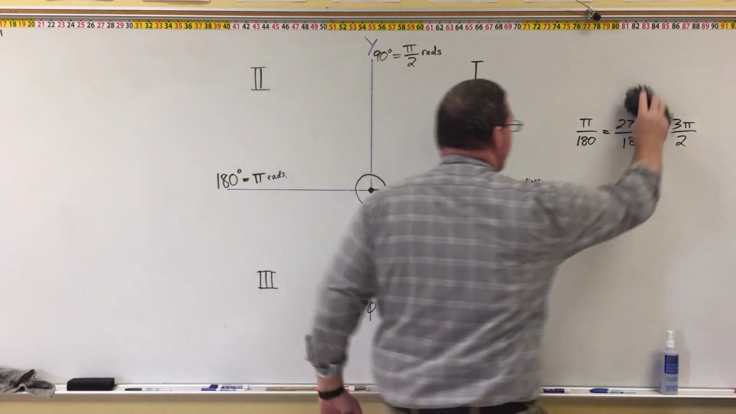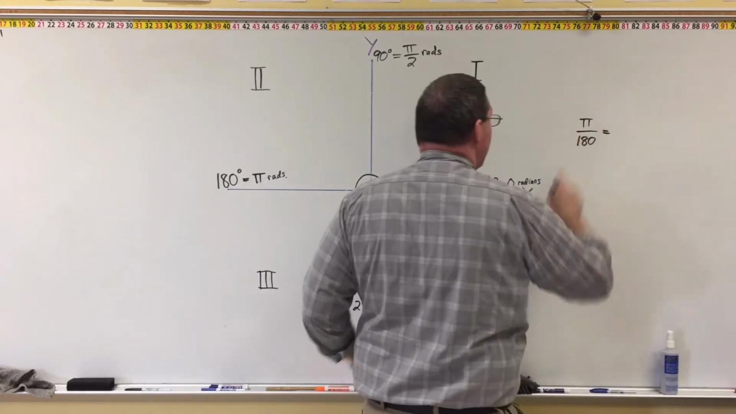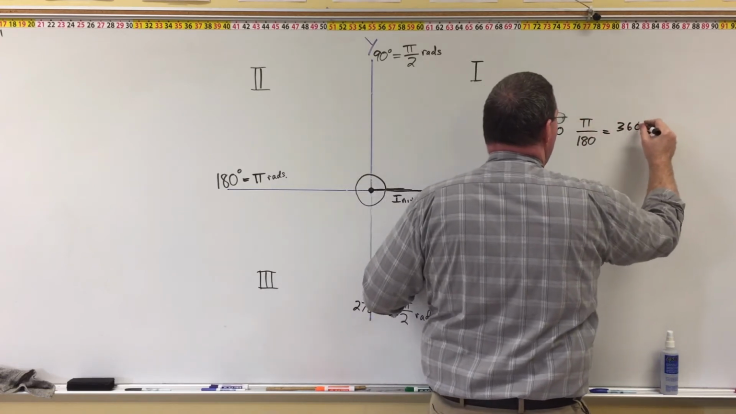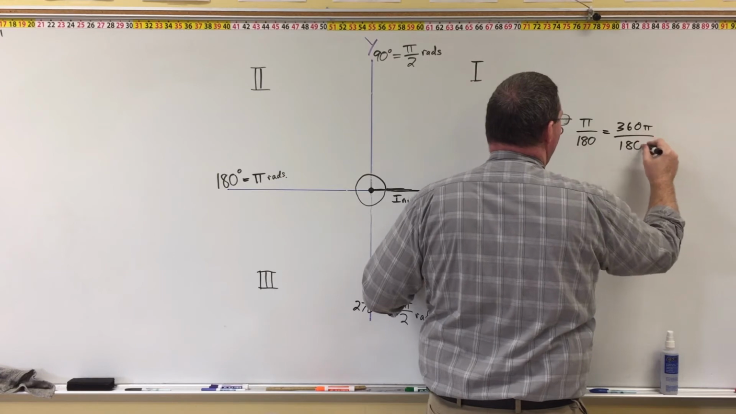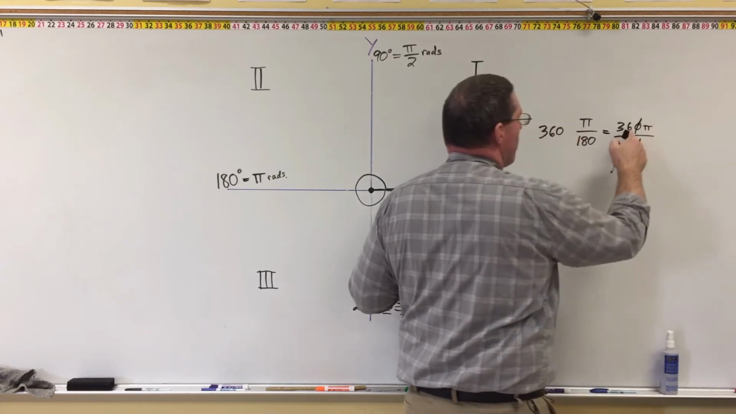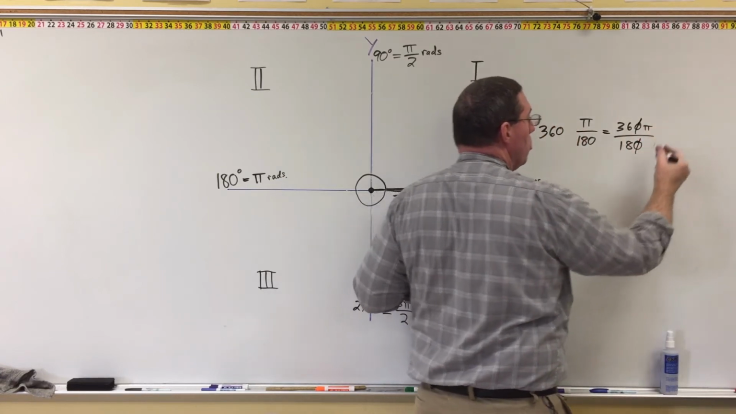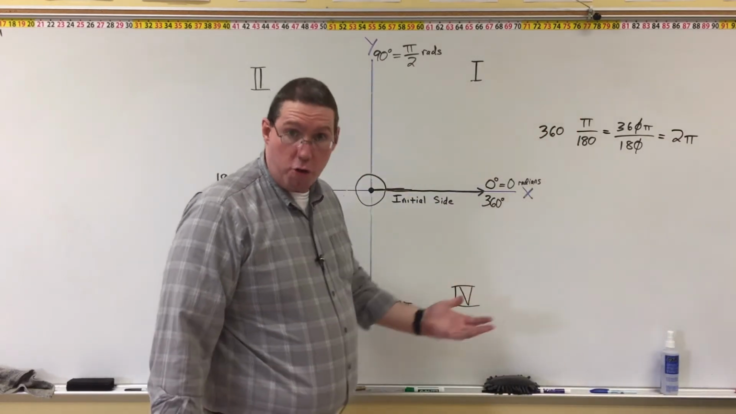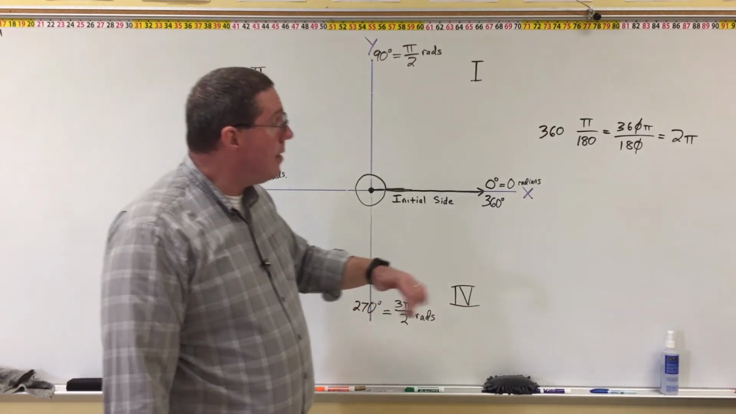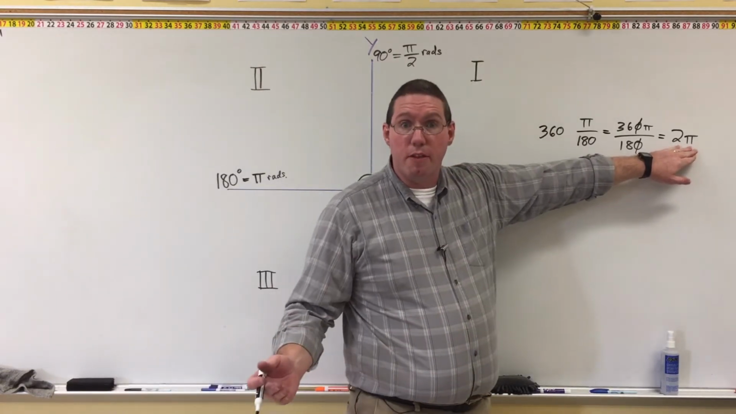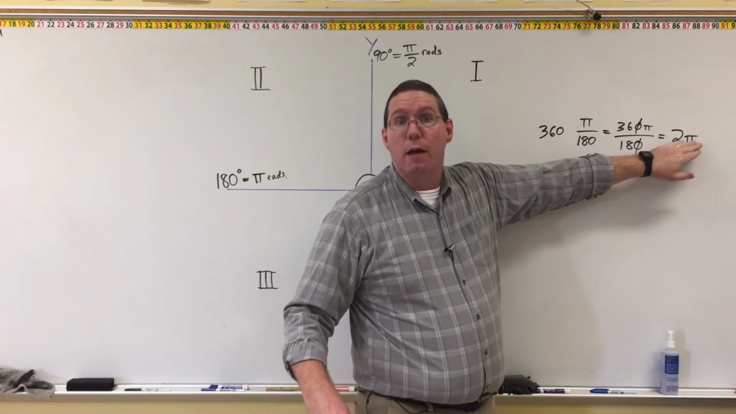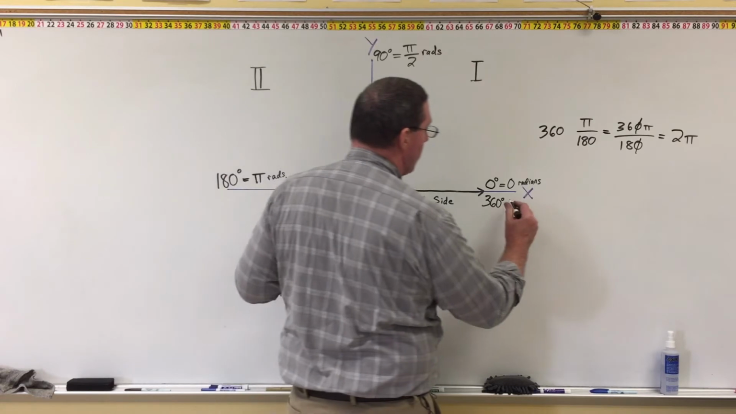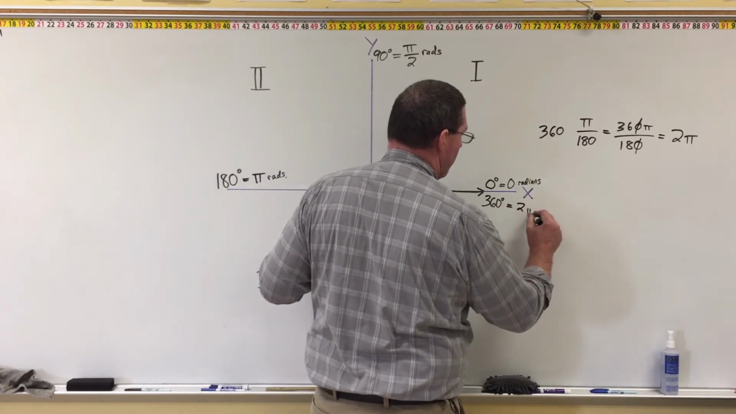And if we were to convert 360 degrees into radians, we would have 360 pi over 180. Cancel the zeros. We have 36 divided by 18. Well, that's 2. And so what we have here is 2 pi. Now, we already learned that the circumference of a circle is 2 pi times the radius, which is the same thing as 360 degrees. It's a full circle. Therefore, 360 degrees is the same thing as 2 pi.